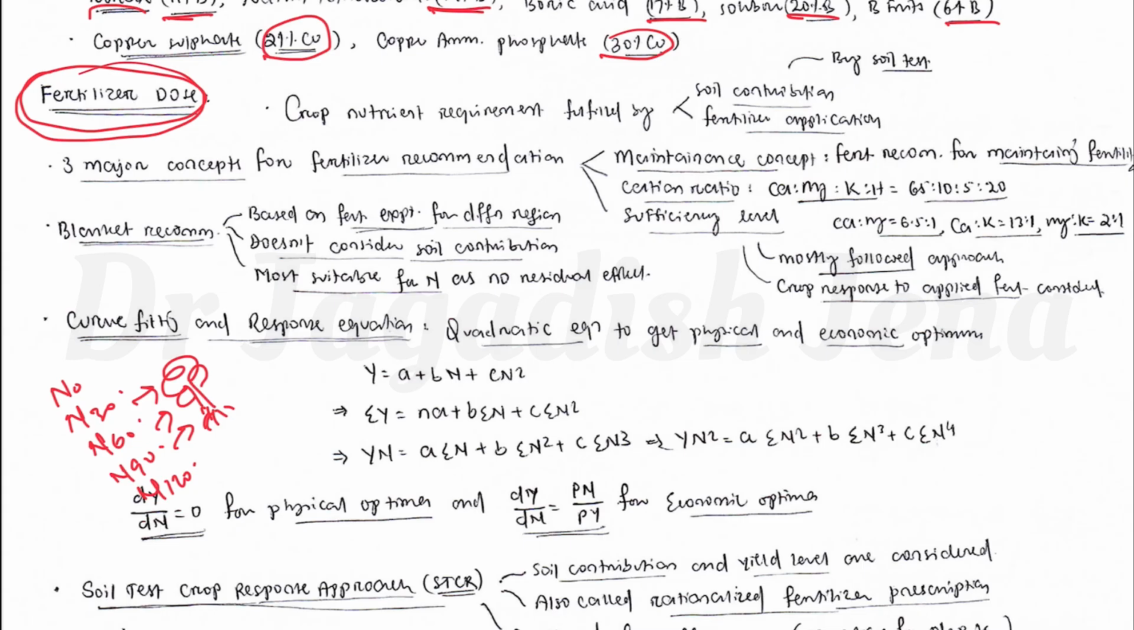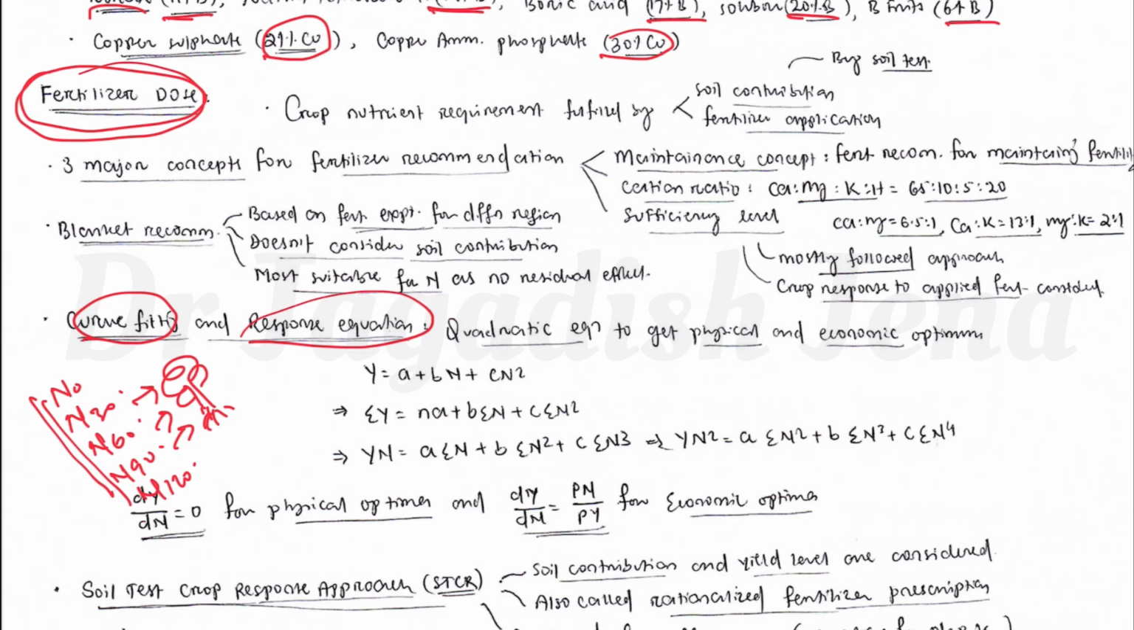Okay, so these are our treatments, and based on these treatments we can get a fitting curve or response equation. Based on the equation we can get the physical as well as economic optimum, and we can standardize which dose is actually better for any particular crop. So that is called fertilizer dose. This is how we can standardize the fertilizer dose.